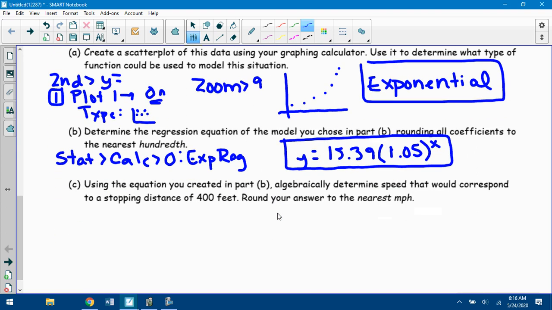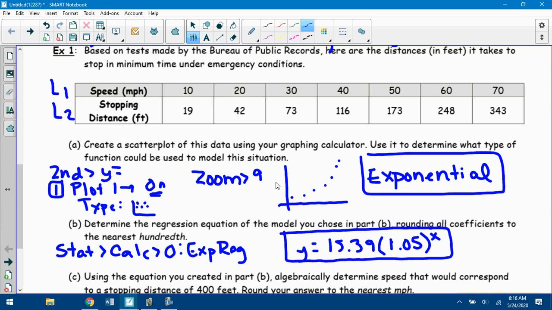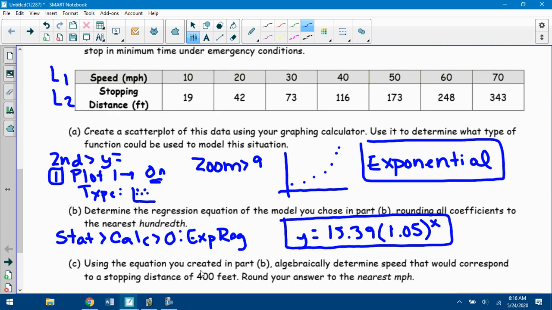Right, and then part C, using the equation you created in part B, algebraically determine the speed that would correspond to a stopping distance of 400 feet. So you got to look at your original table. They're giving you a stopping distance. So they're giving you an L2 value. So it's L2 x or y. L2 is always y. So we want 400 feet. I would expect it's going to be higher than 70 miles per hour.